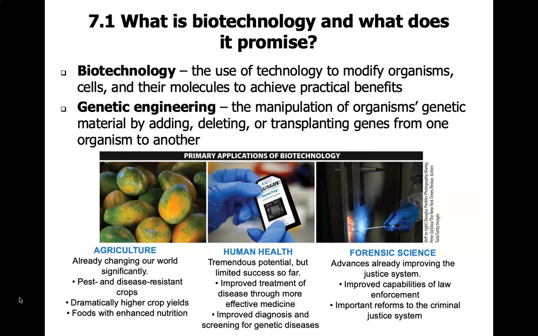We're going to talk about genetic engineering. Genetic engineering is the manipulation of an organism's genetic material. So we can do this by adding, deleting, editing, transplanting genes from one organism to another. So basically we can use genetic information from one organism to get another one to do something for us that we want. Now it sounds a little bit scary.